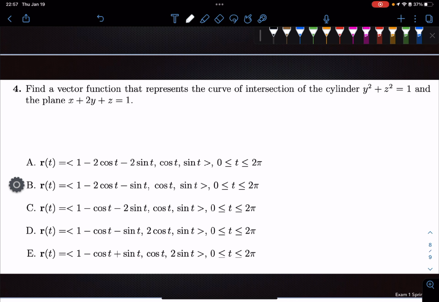The question is, find the vector function that represents the curve of intersection of the cylinder and the plane. This time is a little bit different. It's not a line and a surface, so it's no longer a curve and a surface. It's a surface and a surface. Particularly, it's a cylinder versus a surface, and in this particular case, it's a plane.